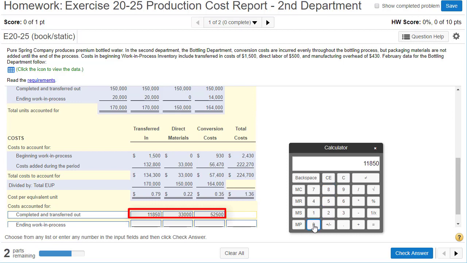118,500. Oops, I forgot a 0 here. So I need to add a 0 there. Plus 33,000 plus 52,500 gives us $204,000 of total costs.